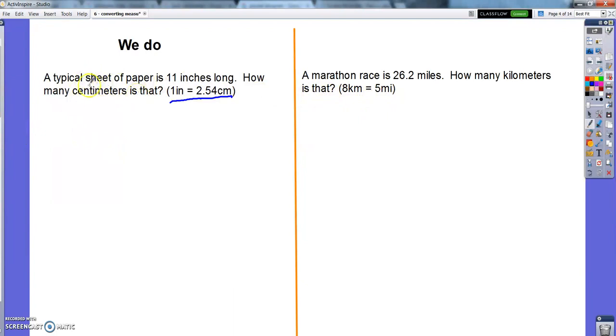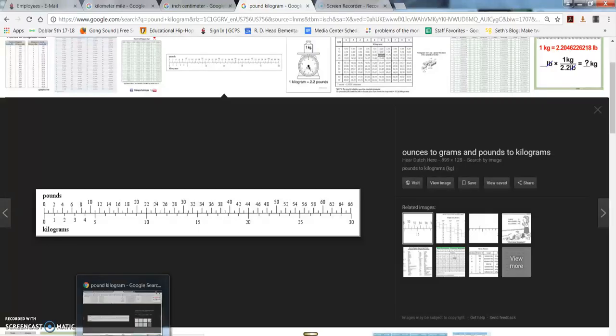A typical sheet of paper that you put in the printer is 11 inches long. How many centimeters is that? And I'm going to give you the conversion from inches to centimeters. If you want to see it, I found that one too.